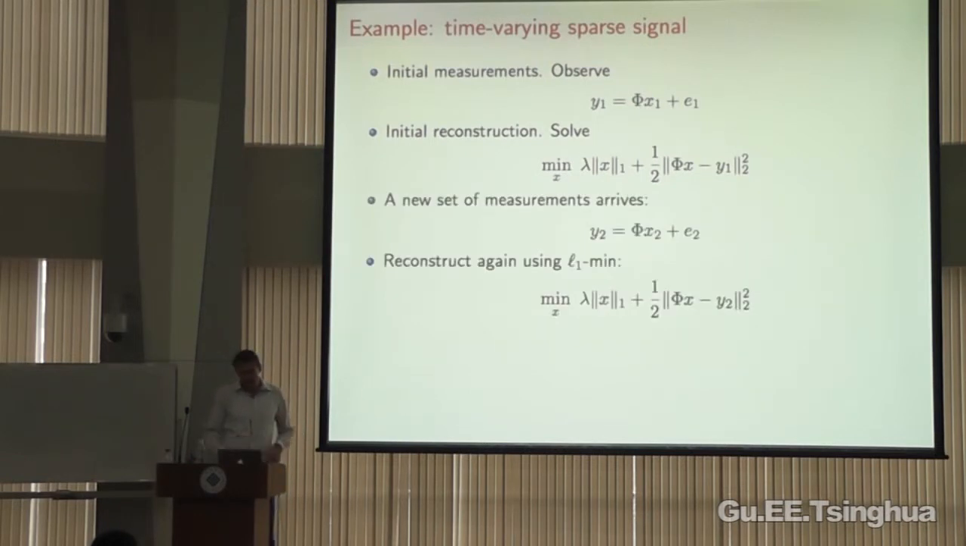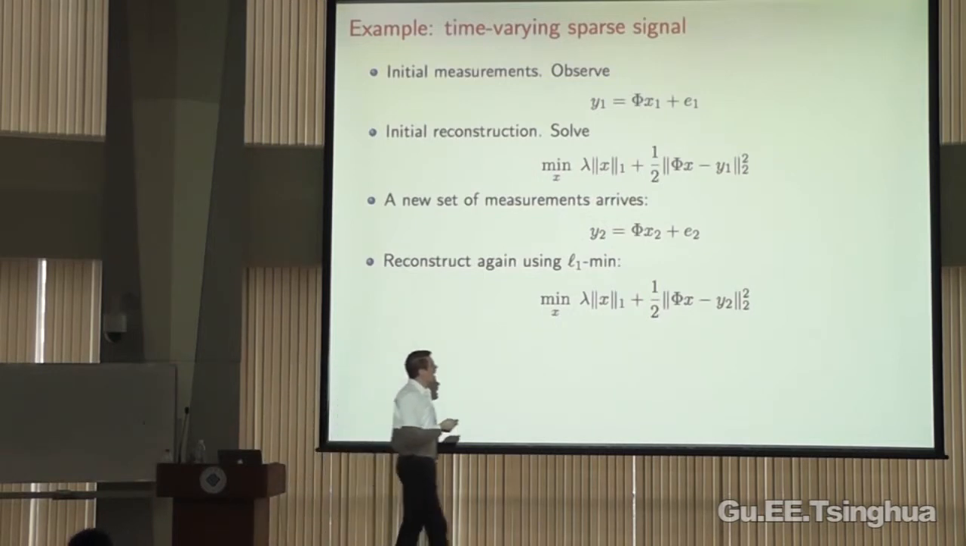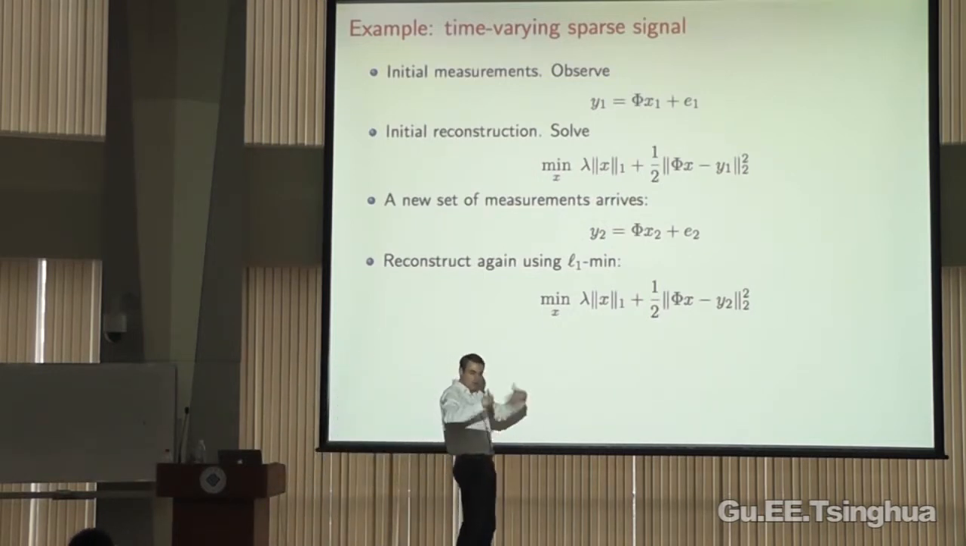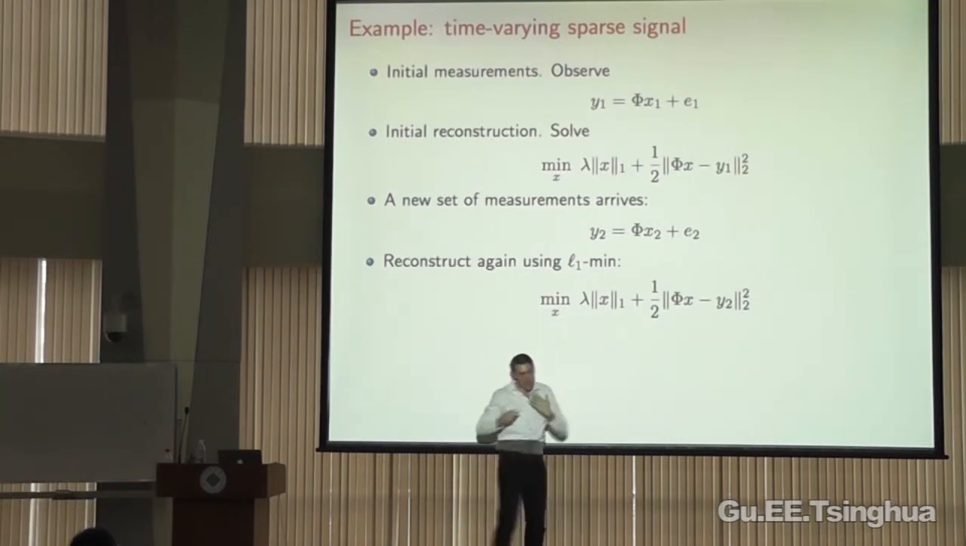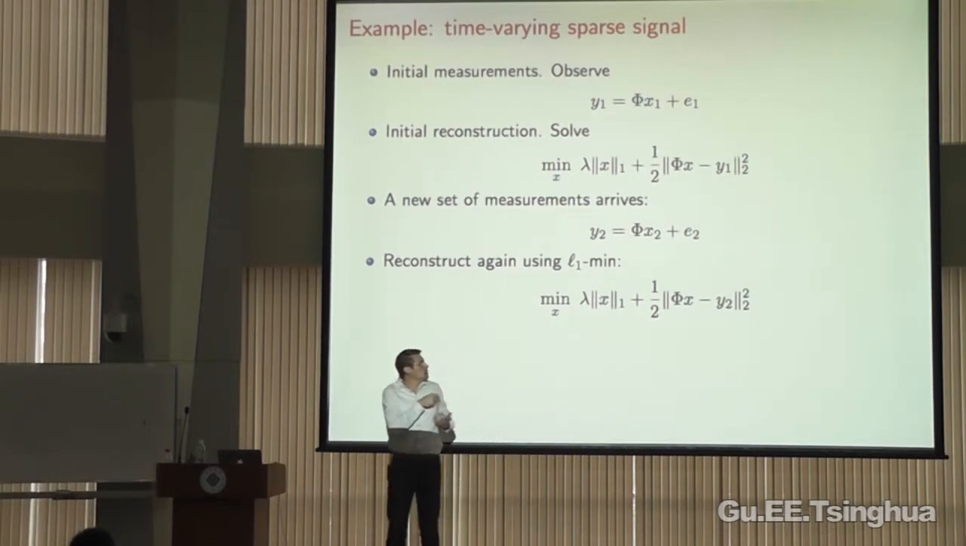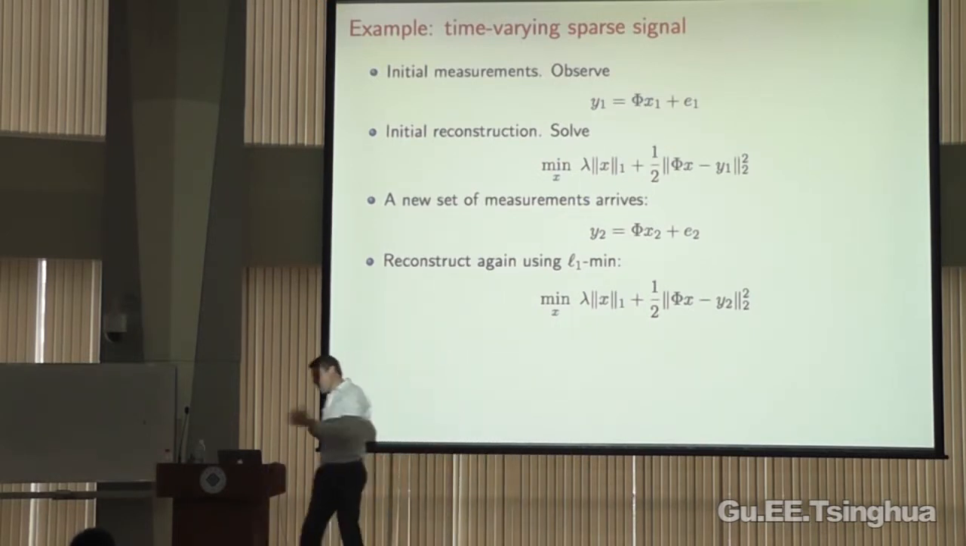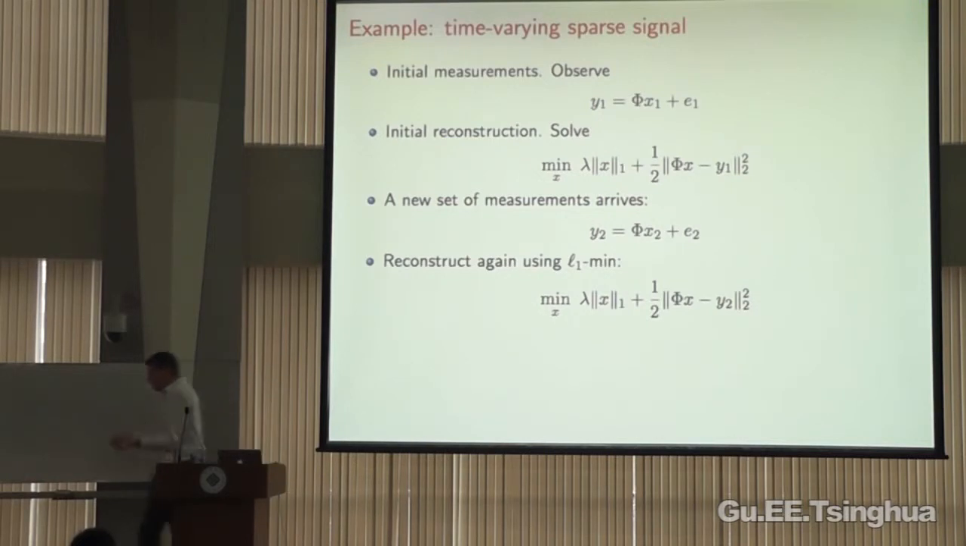And then the next thing that happens, I get a new set of measurements, and it's of a new signal, phi x2 plus some more error. And now what I want to do is solve this same program again. Now the idea is, look, I can take this new data, go resolve this problem and get a new answer. But maybe x1 and x2 are close together, so maybe these estimates should be close together. Maybe I don't feel like I should have to do all this work by resolving this optimization program to move from the solution of this to the solution of this.